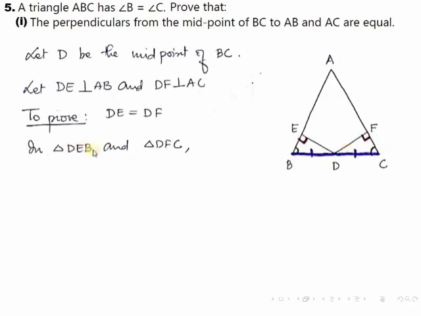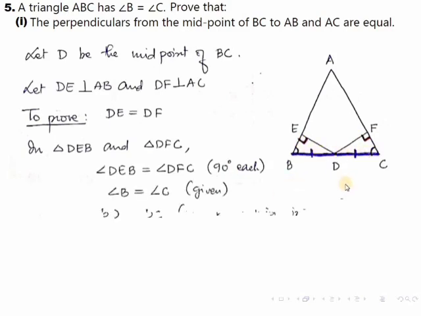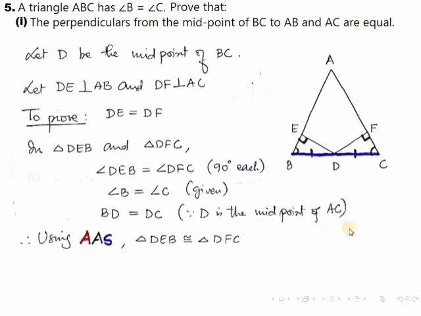So in triangles DEB and DFC, what we have is this. This angle, which is 90 degrees each. Next we have angle B equals angle C, this is given to us. And the last side is BD equals DC, because D is the midpoint of BC. So using AAS, we say that these two small triangles are congruent.